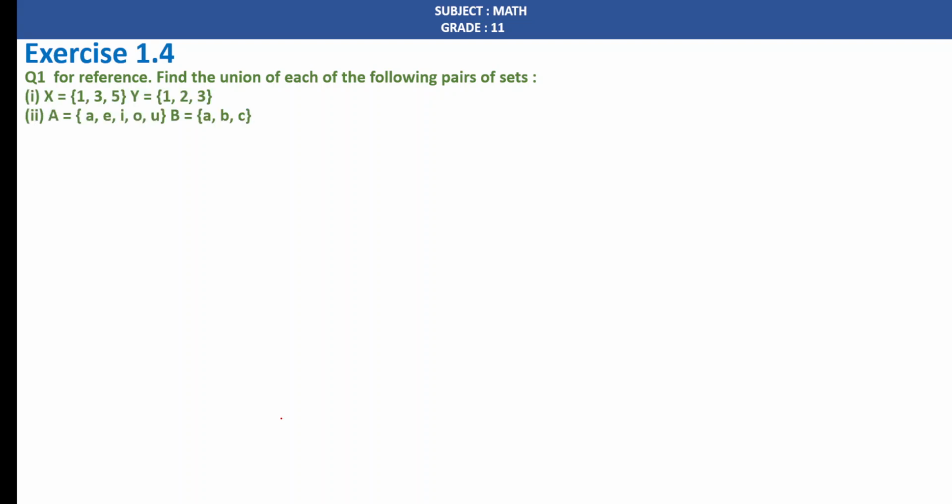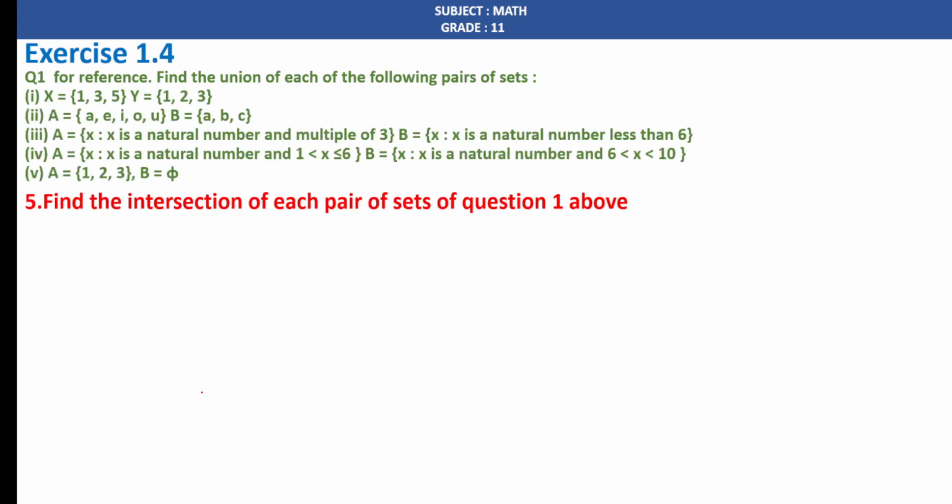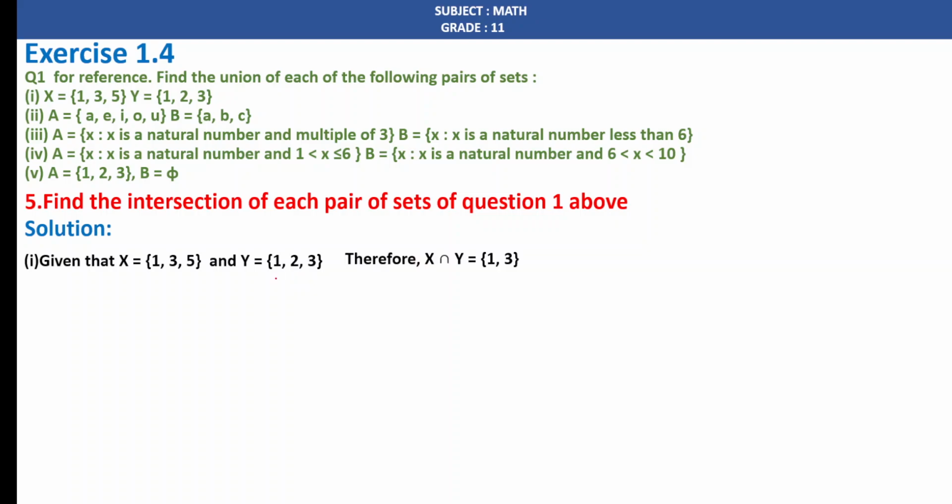Let us see question number 5. Find the intersection of each pair of sets of question 1 above. Here, for question 1, there is a reference given. These are the sets. We need to ensure the union; we need to find the intersection. Solution. Given that X is equal to {1, 3, 5} and Y is equal to {1, 2, 3}. So, X intersection Y is equal to {1, 3}. Intersection means which is there in both X and Y. Therefore, 1 and 3 are present in both X and Y. Therefore, X intersection Y is equal to {1, 3}.